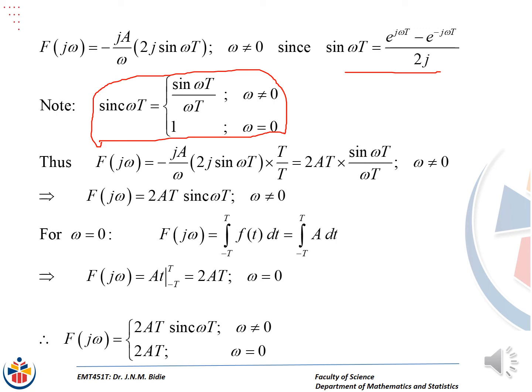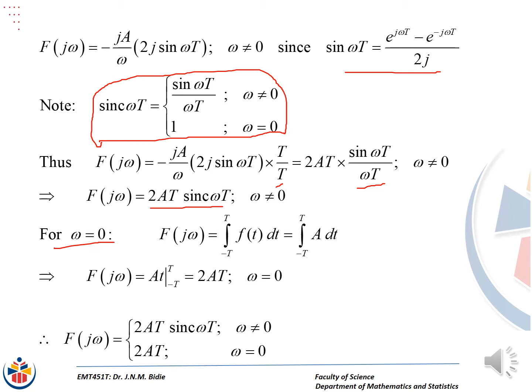Therefore, the Fourier transform of our function changes then, because we have the negative ja over omega. We don't have omega T in the denominator. We introduce T over T so that we have sine omega T divided by omega T. And because of that, we do have 2aT sinc omega T when omega is not equal to 0. Then we have to find the value for omega equal to 0. That is the Fourier transform.